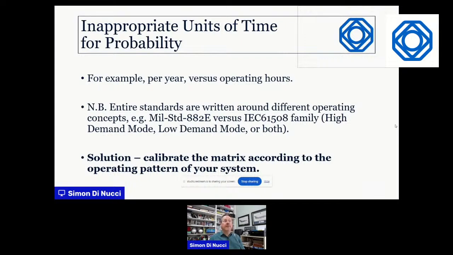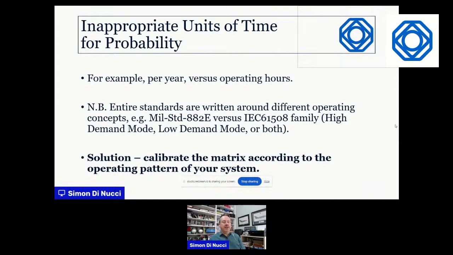An interesting one is inappropriate units of time for probability. So we're talking about the likelihood or the probability of something happening in a given time frame. Very often we measure per year, let's say. But that may not be appropriate for certain systems, certain operating profiles. Maybe the thing is only operating for relatively short periods in a year, so it's not really reasonable to say per year. Maybe we need to use operating hours.